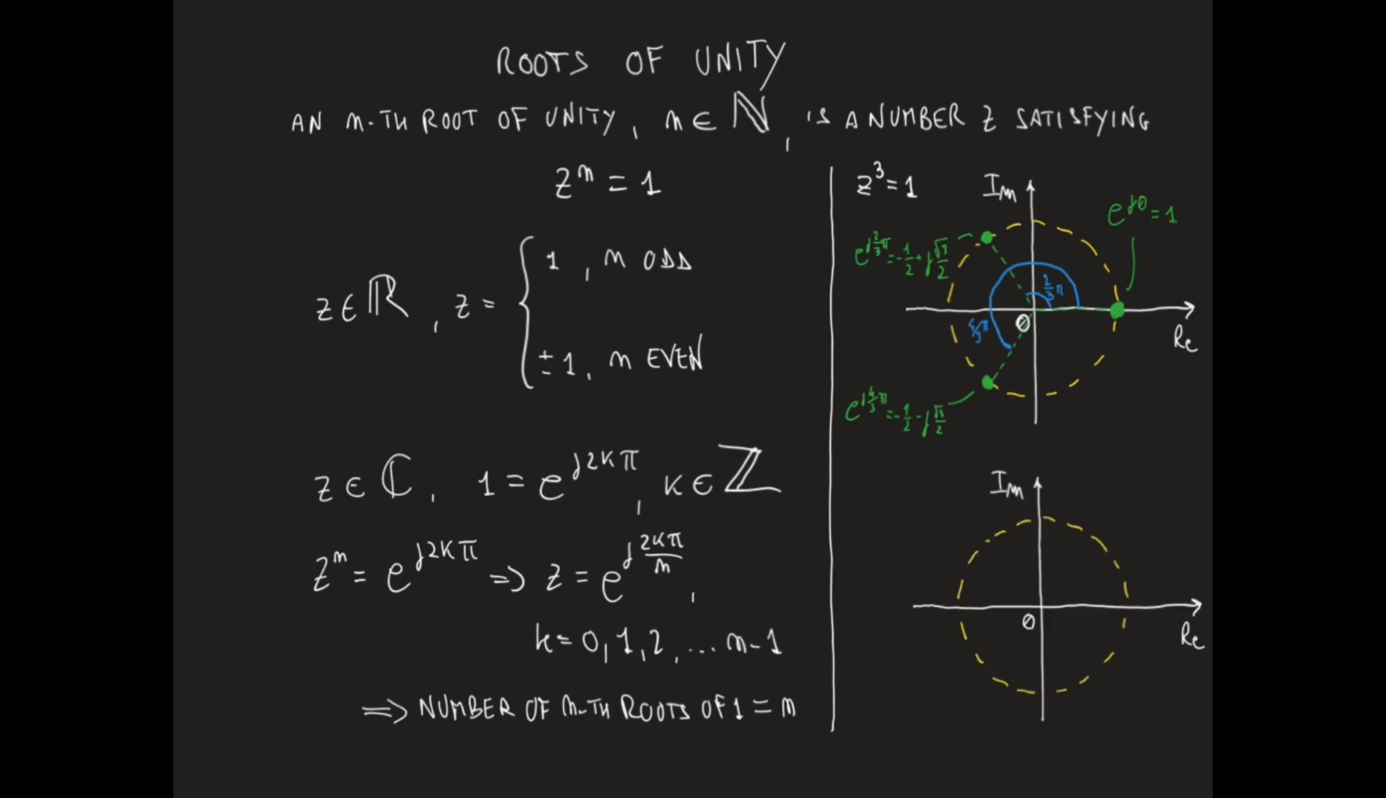As another example, consider the equation z to the fourth power equal to 1. This equation has 4 solutions in the complex field. E to the j 0, which is 1. E to the j pi divided by 2, which is j. E to the j pi, which is minus 1. And e to the j 3/2 pi, which is minus j. Again, all the solutions are found on the unit circle in the complex plane.